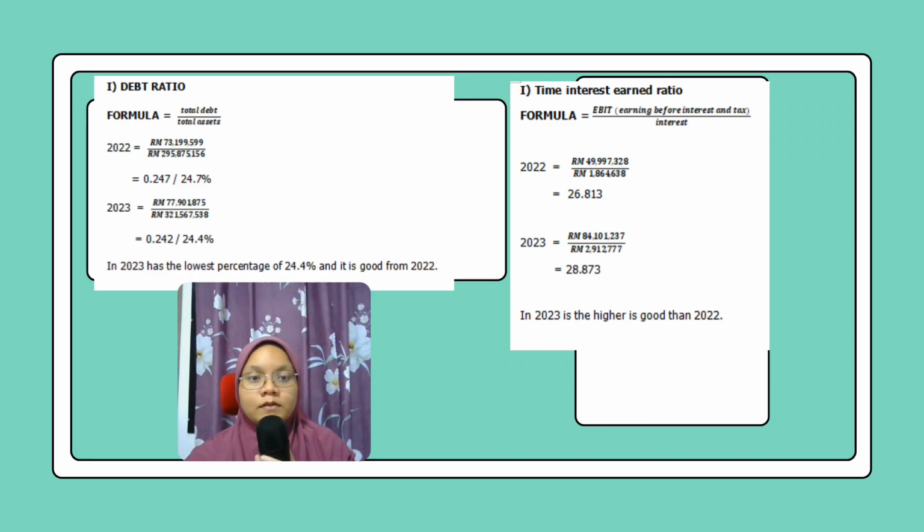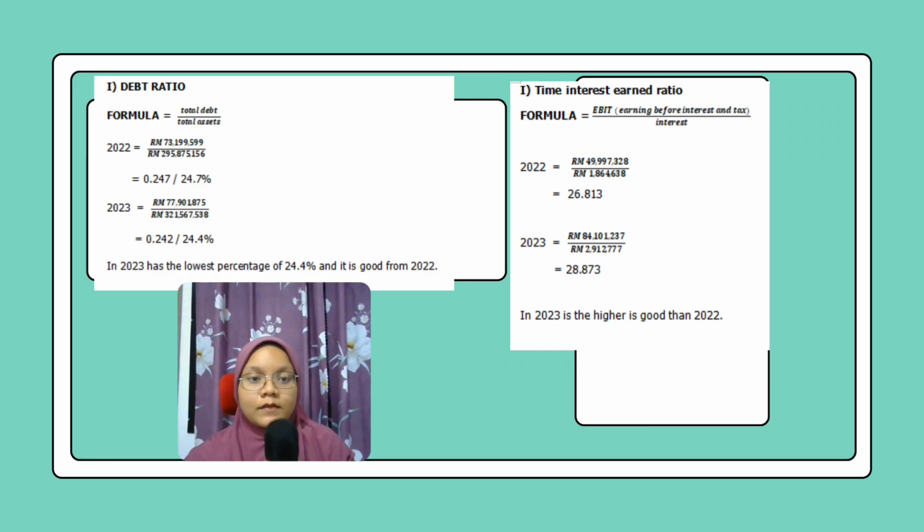For the interest earned ratio, the formula is EBIT, earnings before interest and tax, divided by interest. So we move to 2022, RM 997,328 divided by RM 1,864,638, and the total is 26.830.